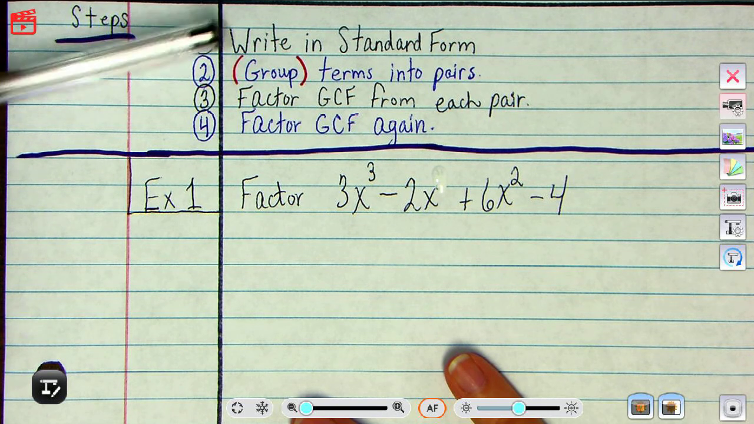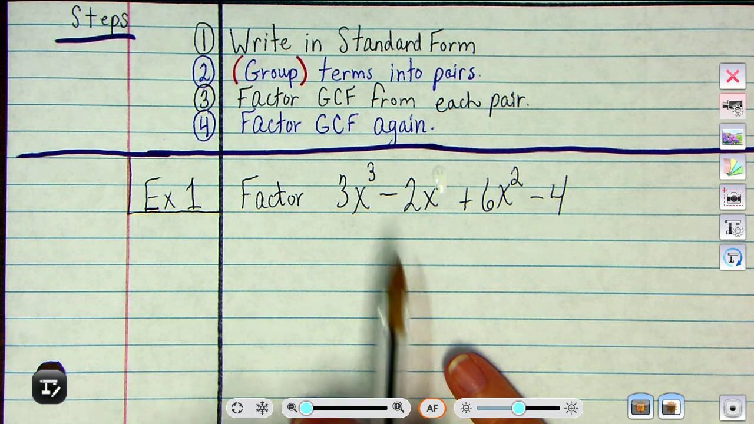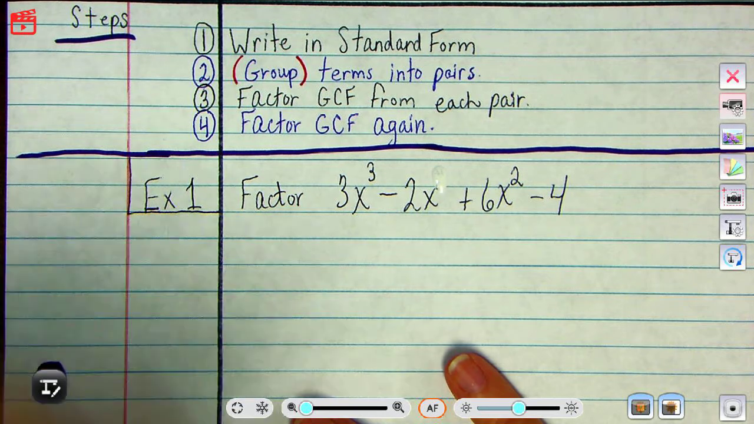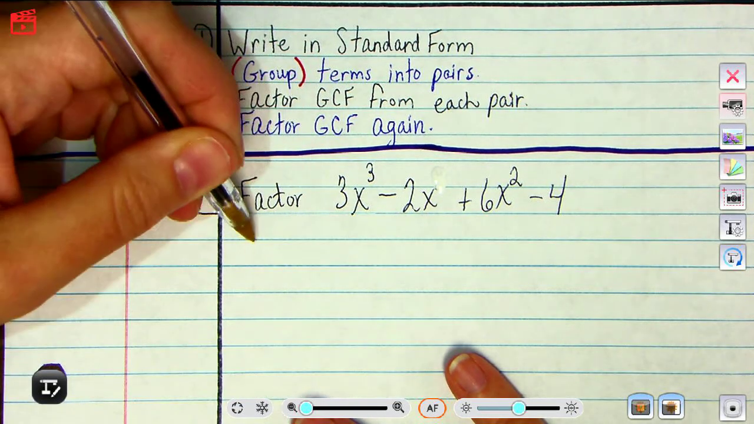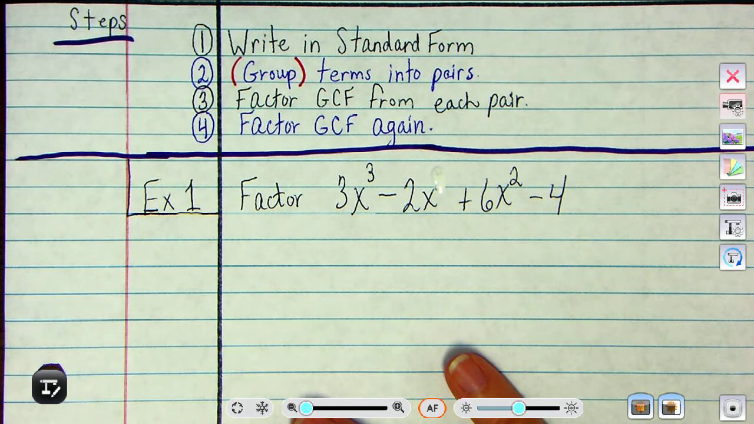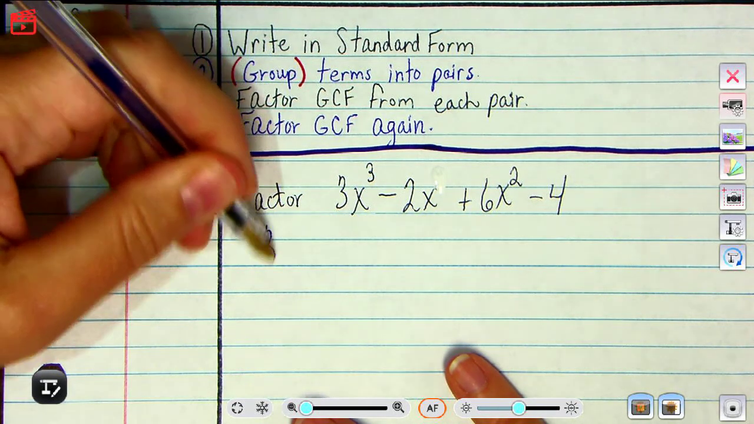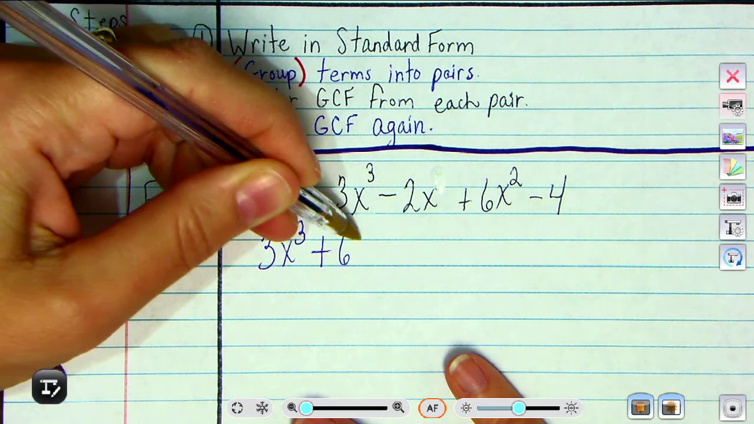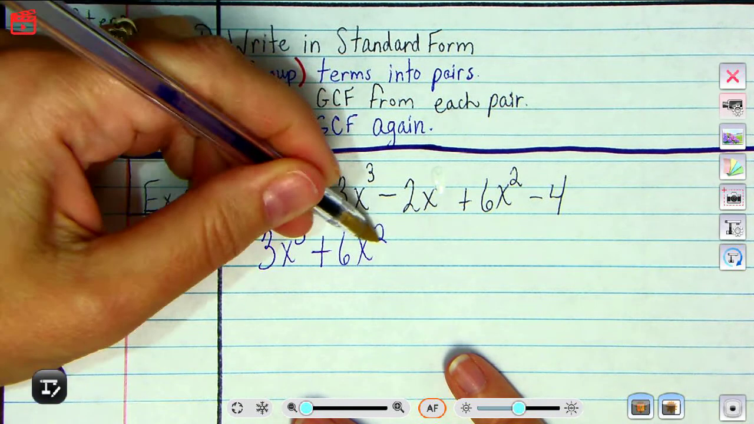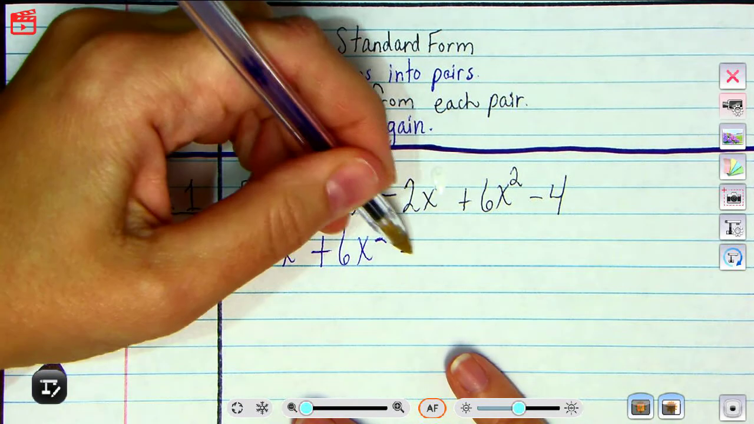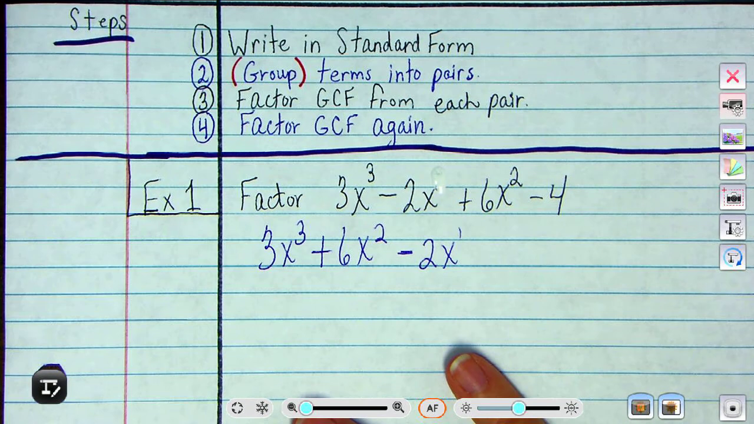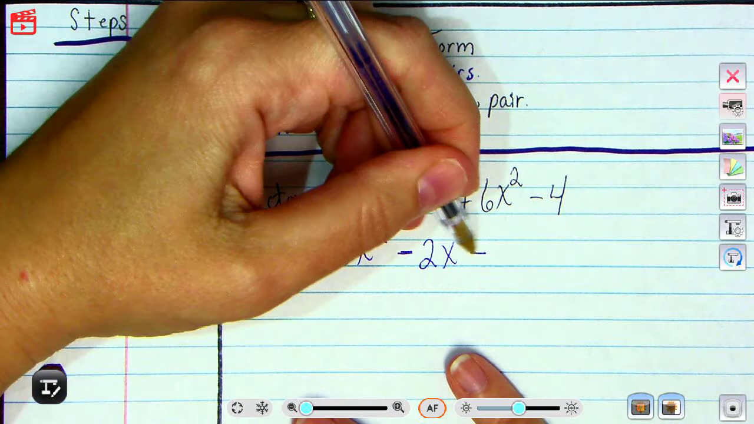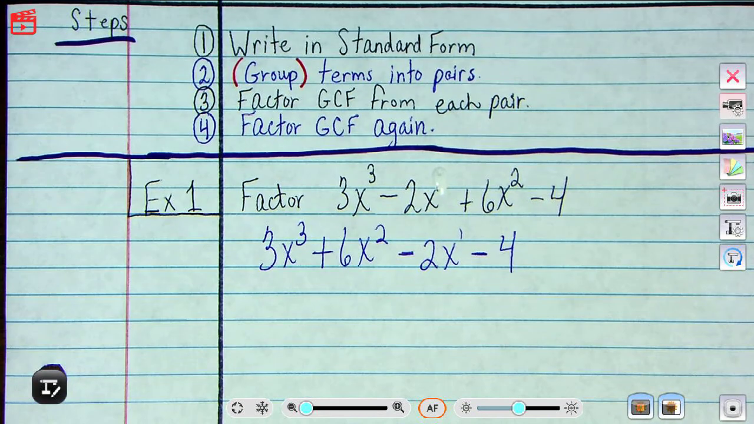So first thing is to write it in standard form. This is not in standard form. The exponents are not going in the correct order. They need to go in descending order. So if we put it in standard form, 3x to the third will go first, followed by plus 6x squared, and then minus 2x, which was 2x to the first, and then minus 4. Okay, now we have it in standard form.